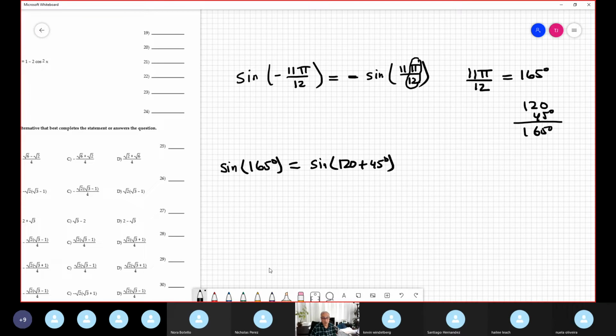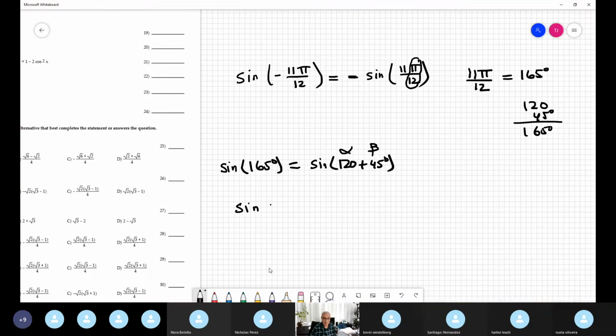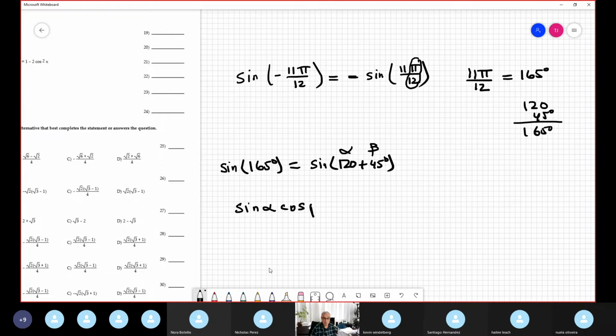I know very well the trigonometric functions of these angles because they are fundamental. So you decompose according to the formula. This is alpha, this is beta. Remember the formula says sine alpha cosine beta plus cosine alpha sine beta. I copy the formula from the cheat sheet.